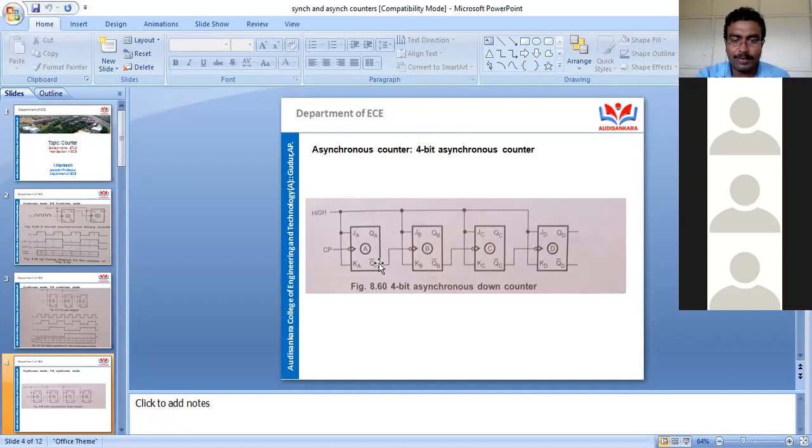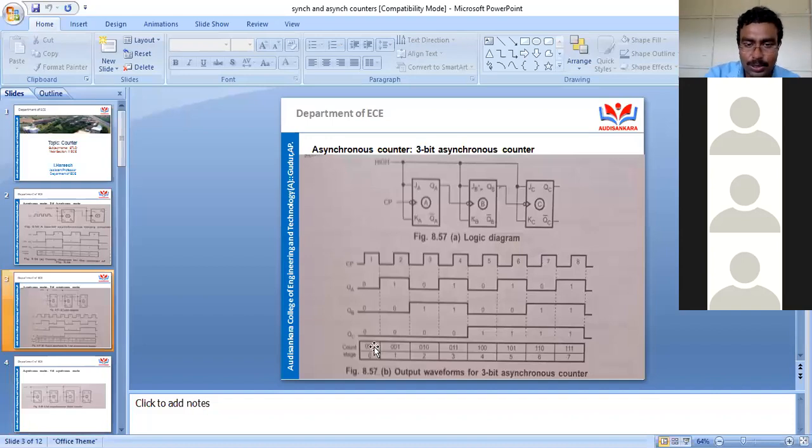For down counting, you need to take the connection from QA bar, QB bar, and QC bar. Whereas if you want to up count it, like this, 0, 1, 2, 3, 4, 5, 6, you need to take the connection from QA to the next clock, QB to the next clock. Whereas if you want to down count it, you need to take connection from QA bar to the next clock, QB bar to the next clock. If I'm giving connections QA bar to here and QB bar to here, you need to start from 1, 1, 1. Then you need to go in reverse direction. 7, 6, 5, 4, 3, 2, 1, 0. Like that, it will move, students.